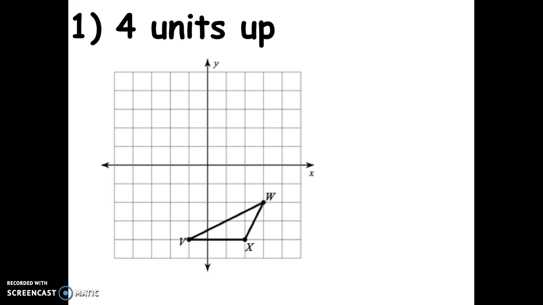So let's look at the vertex W. So we're going to take this point and we're going to move it 4 units up. 1, 2, 3, 4. For the original figure, which is the pre-image, it is labeled W. For the image, it is labeled W prime.